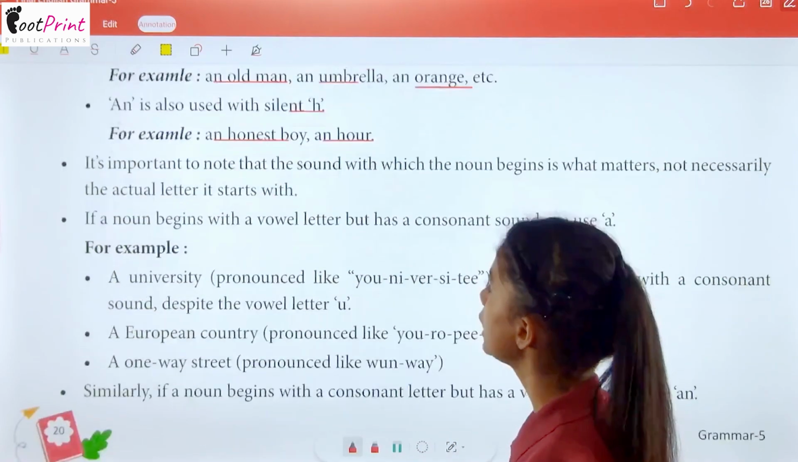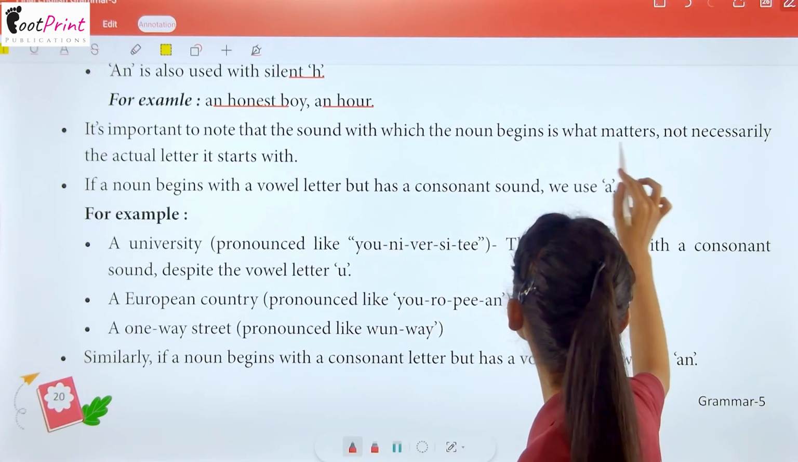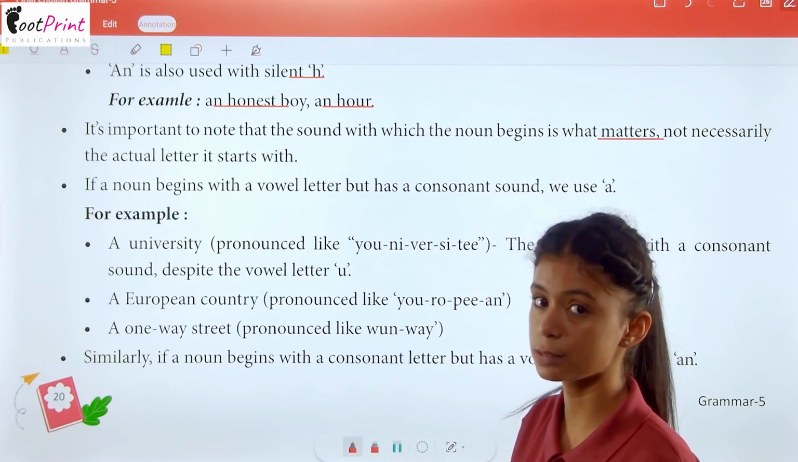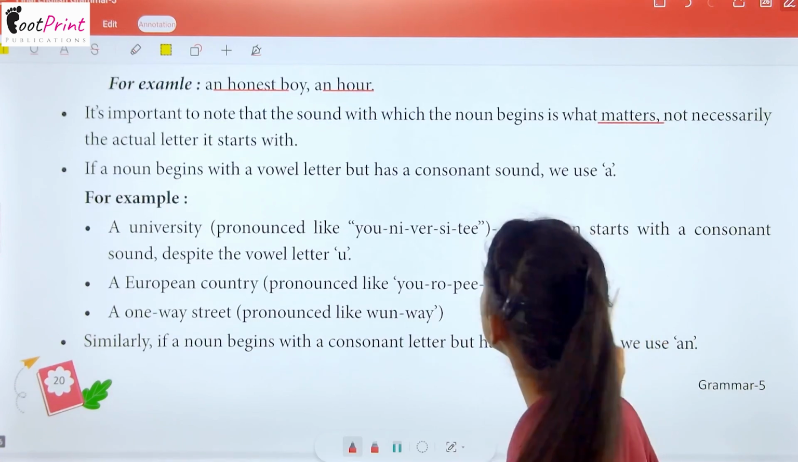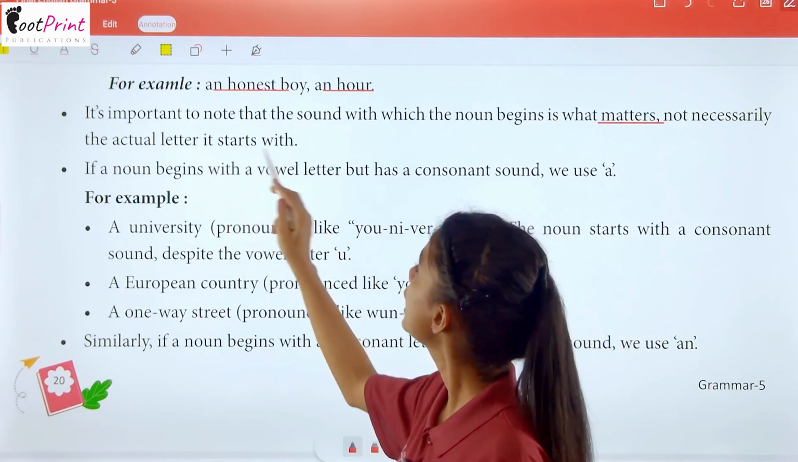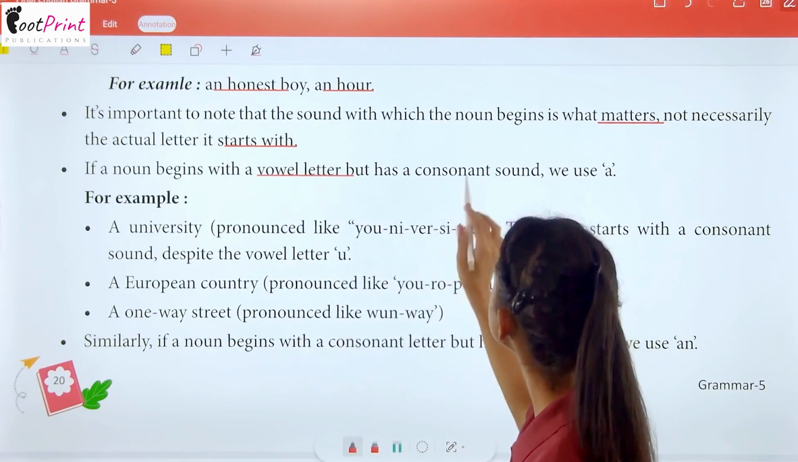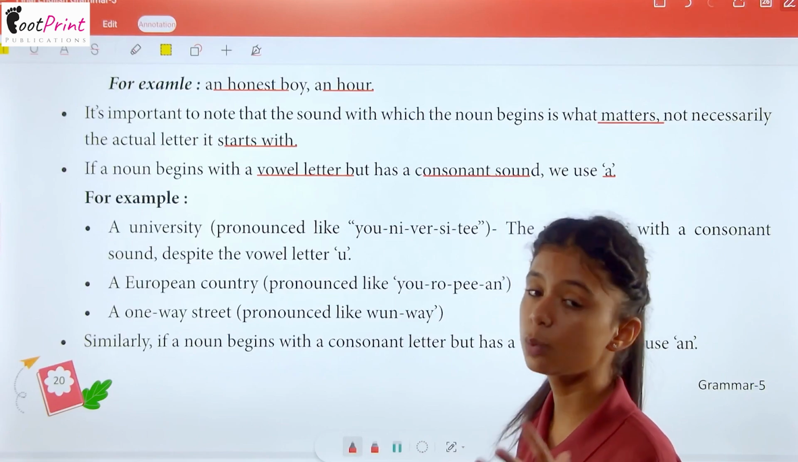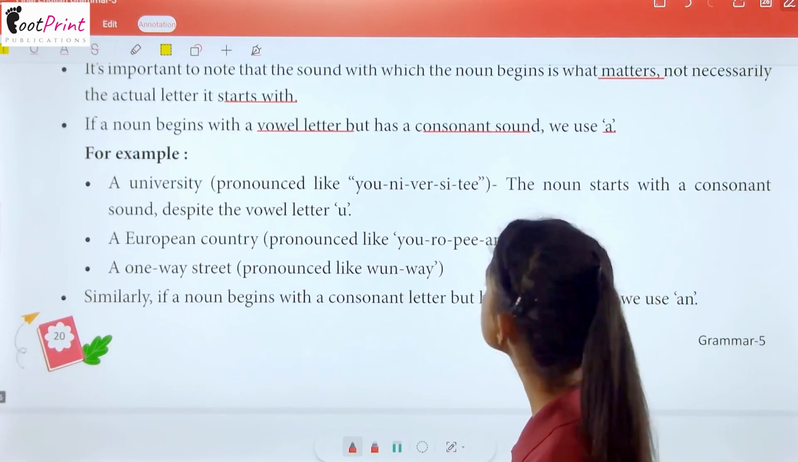It is important to note that the sound with which the noun begins is what matters, not what we see but what we hear. Not necessarily the actual letter it starts with. If a noun begins with a vowel letter but has a consonant sound, we use a.